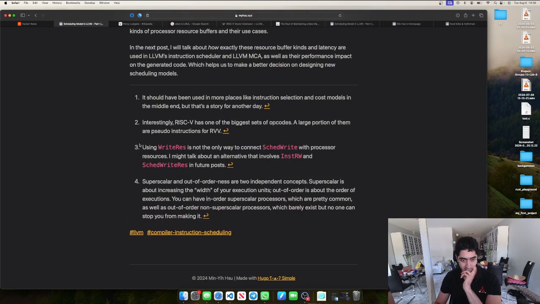Superscalar and out-of-orderness are two independent concepts. Superscalar is about increasing the width of your execution units. Out-of-order is about the order of execution. You can have in-order superscalar processors, which are pretty common, as well as out-of-order non-superscalar processors, which barely exist, but no one can stop you from making it.